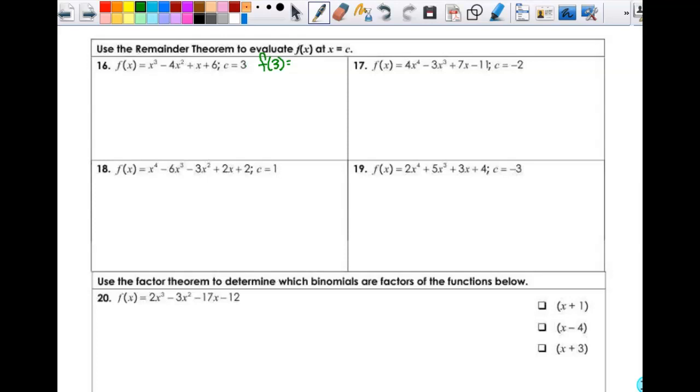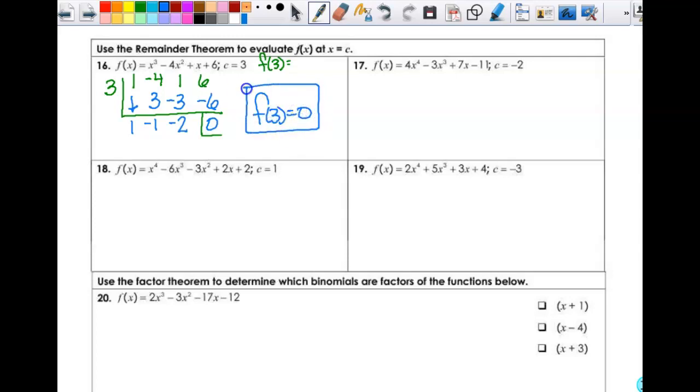And I can use my synthetic division. So on the outside is 3. On the inside goes 1, negative 4, 1, and 6. Right. Then I'm going to do my synthetic division. Bring this down. That's 1, 3, negative 1, negative 3, negative 2, negative 6, 0. Okay, so my remainder is 0. What that tells me is that f of 3 equals 0. My remainder is my answer when I'm evaluating using that synthetic division.